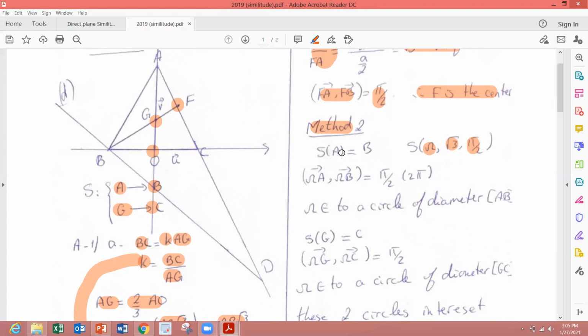S of A equals B. It means that the angle omega A, omega B equals pi over 2. Is anything unclear up to here? No. Omega A, omega B equals pi over 2 means omega belongs to the circle with diameter AB. This circle would pass through A, B, O, and F.